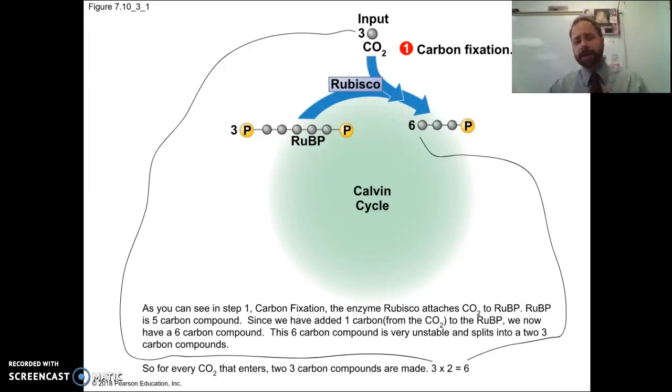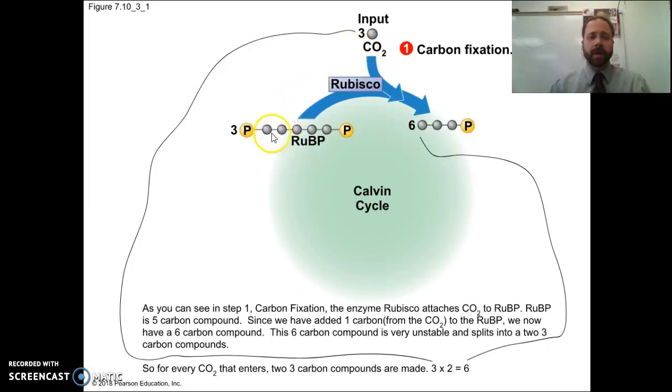As you can see in step one, carbon fixation, the enzyme Rubisco attaches carbon dioxide to RuBP. Enzymes are used to build and to break down. In this case, we're building up: we're going to take the carbon dioxide and the RuBP, and Rubisco is going to put them together and rearrange the carbons. Each one of these black dots here is a carbon. It's going to rearrange those carbons and the other elements that make up this molecule and create this 3-carbon compound.